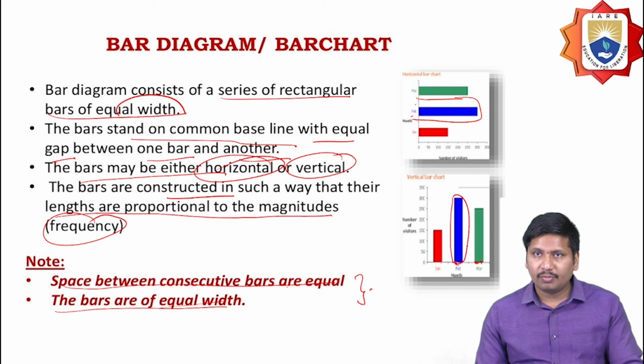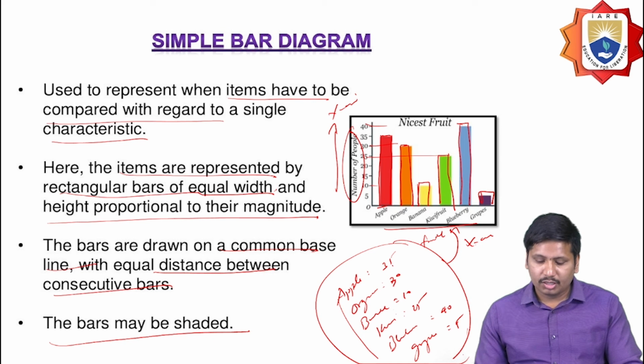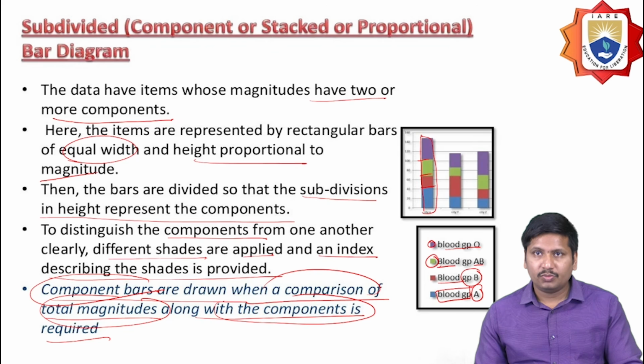And the next one is the bar diagram, or bar chart, as I can call it, and this consists of rectangle bars of equal width. The bars can be represented either in the horizontal way or the vertical way, and the space between them should also be equal, and the width of the bar should also be equal. A simple bar is used when you make a comparison with a single characteristic, and these bars are drawn on a common baseline with equal width between two consecutive bars. So the examples are these.